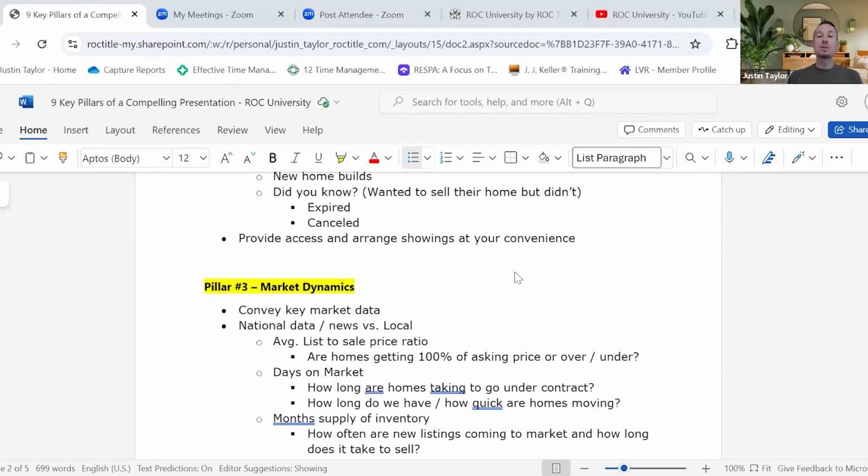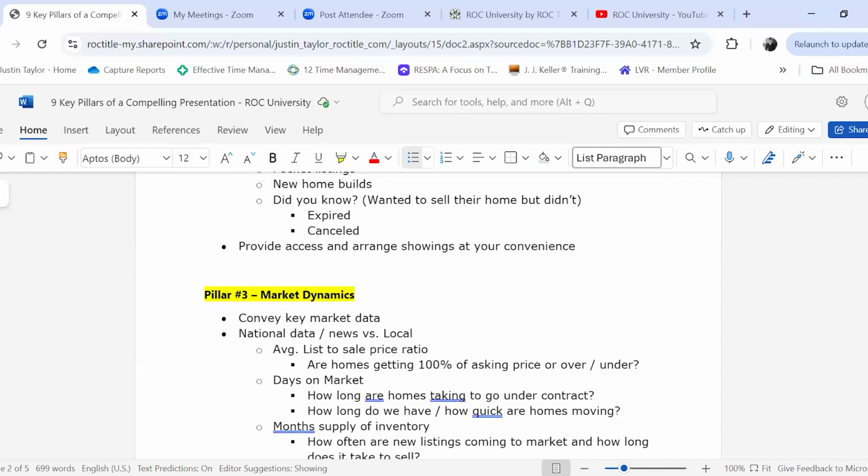Okay, we want to make sure that they have the confidence and power to make the best decision, and we have to be able to give them that information. We're gatherers of information, we're gatherers of intel, and that's what we're going to give to our client.